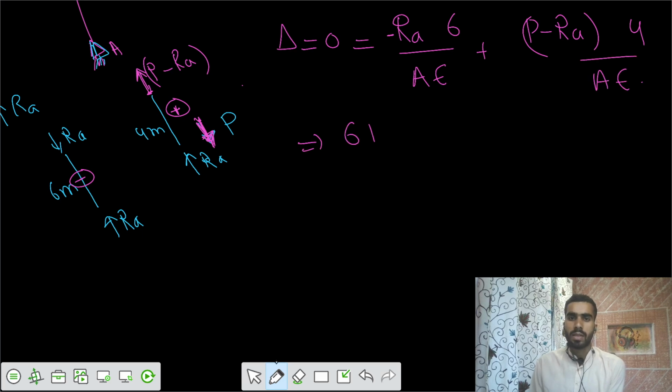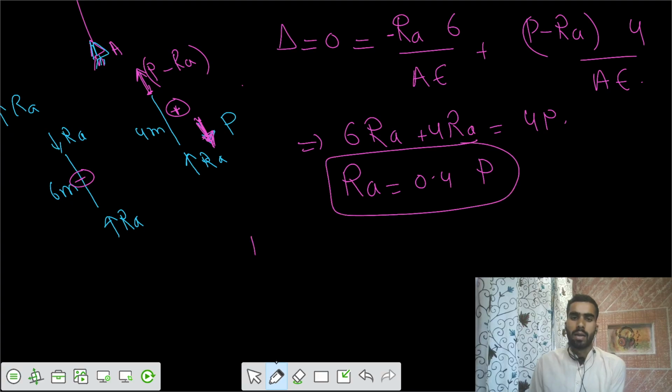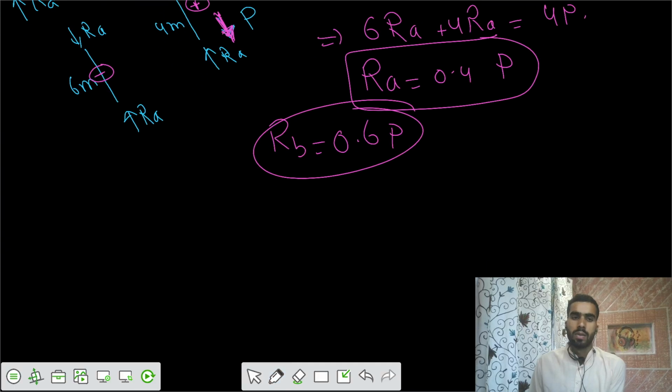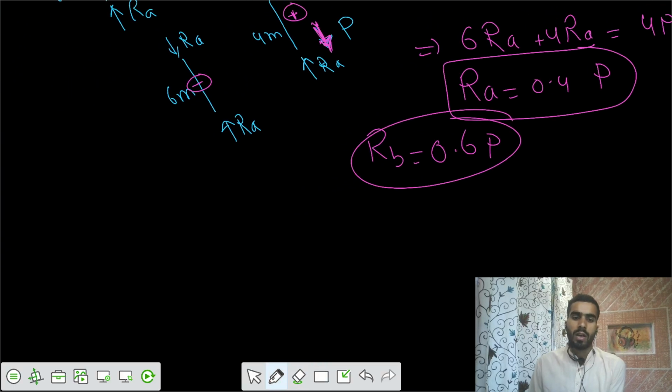So I would write 6 times RA plus 4 times RA equals 4 times P, such that RA equals 0.4 times P, and RB would be equal to 0.6 P. So the direction you assumed for RA is positive, and the direction for RB is positive. That is correct. So if I have this direction of RB, RA, that is tensile, that is compressive 0.4 P.